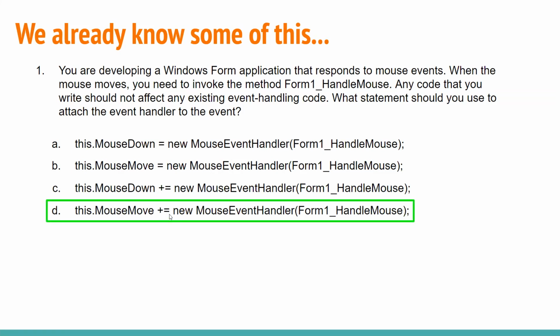Okay. So you guys remember, multiple methods can be added to a single event. So whenever we add a method to an event, we always use plus equals. Okay. And you guys can think back to chapter 2 when we learned that. Always use plus equals to add to an event.